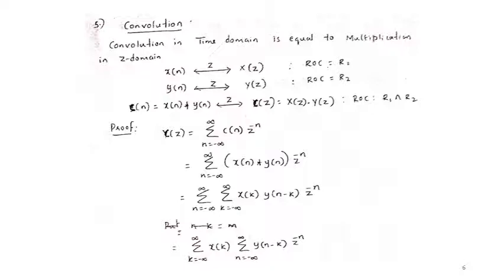So the same thing I'll substitute in the equation. Now summation over n is from minus infinity to plus infinity, and then the definition of the convolution sum here, that is, k is from minus infinity to plus infinity x of k into y of n minus k into z to the power minus n. Now I'll interchange the order of the summation. So write k is from minus infinity to plus infinity x of k into summation over n is from minus infinity to plus infinity y of n minus k into z to the power minus n.